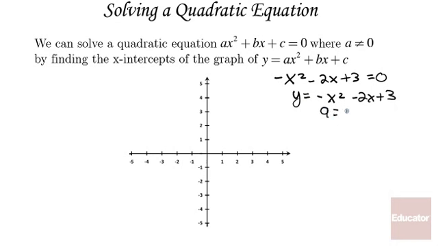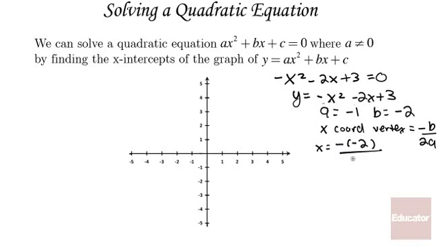a equals negative 1, b equals negative 2, because this is in standard form. Let me find the x coordinate for the vertex. Recall that that's given by the formula negative b over 2a. So the x coordinate is going to equal negative 2 over 2 times negative 1, which is going to equal negative times negative, that's a positive 2, over negative 2, or negative 1.